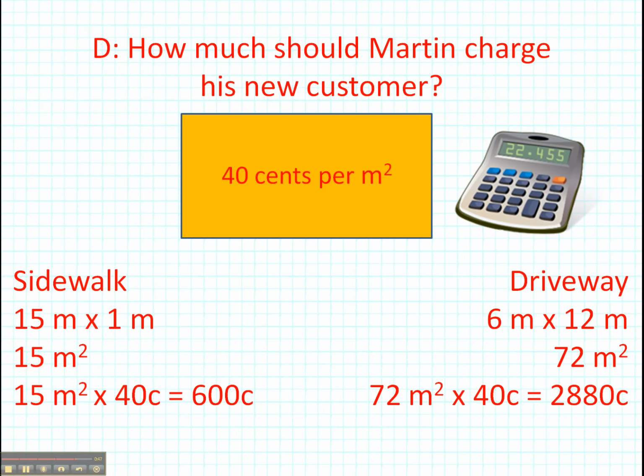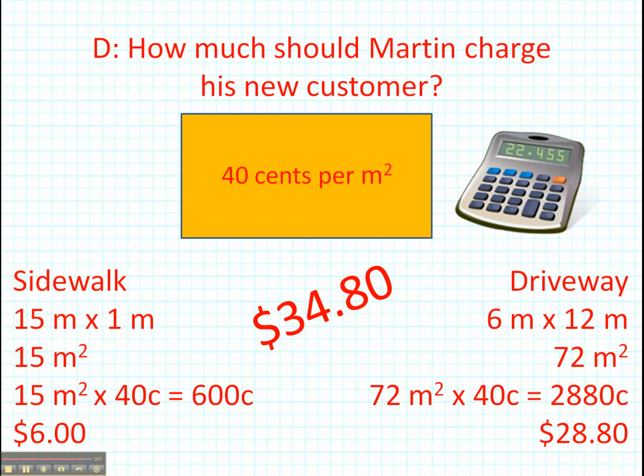Welcome back. If you did this correctly, you should have found that 15 meters squared by 40 cents is 600 cents. 72 meters squared by 40 cents is 2,880 cents. This is a total of $6 on the sidewalk side and $28.80 on the driveway side. Add them together, you get $34.80. Hopefully you got something close to that, if not exactly.